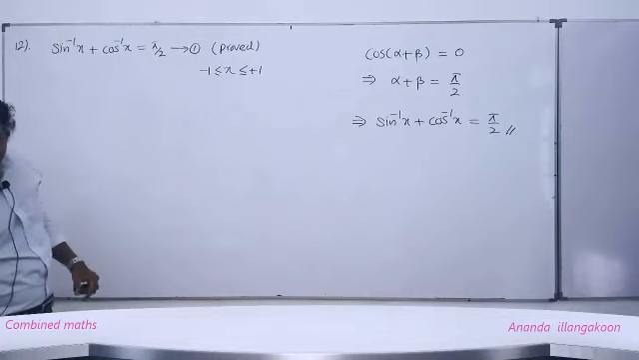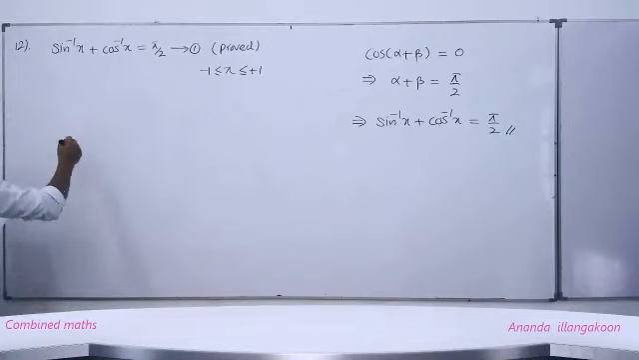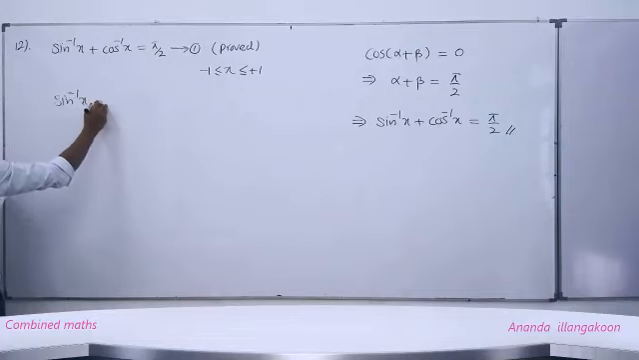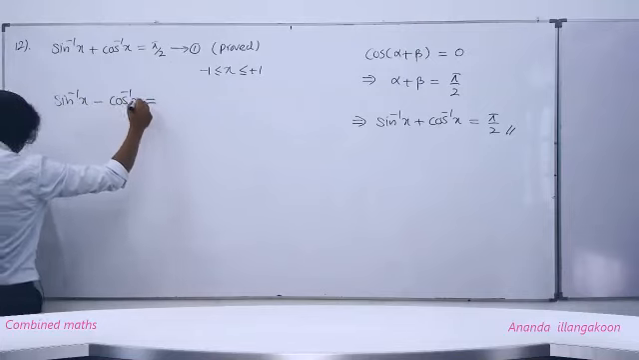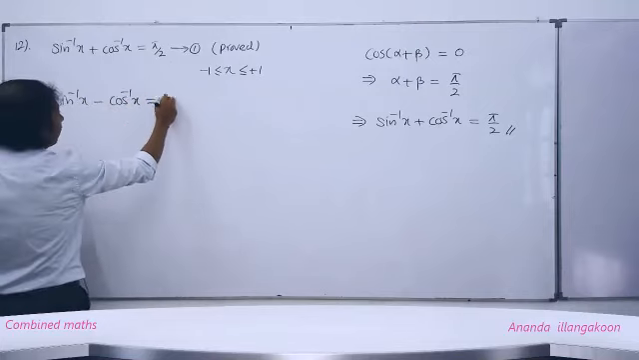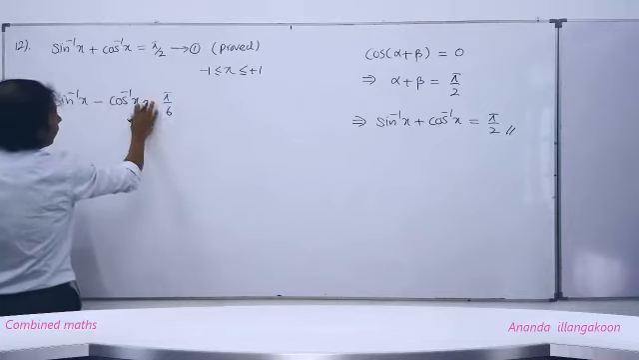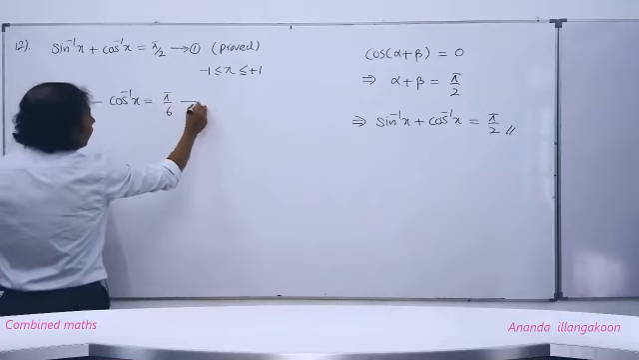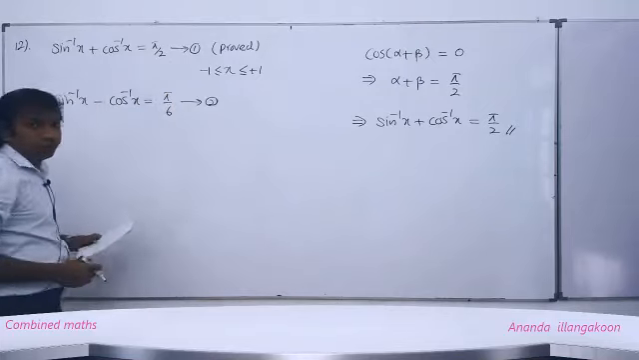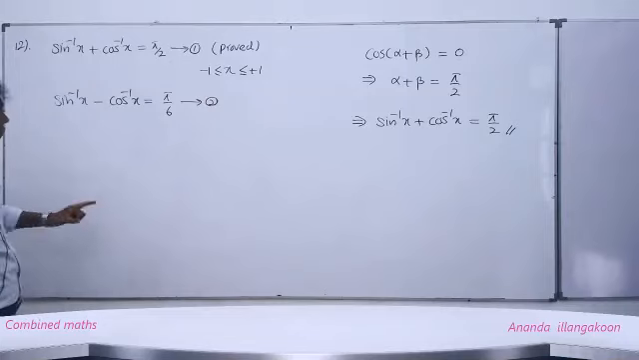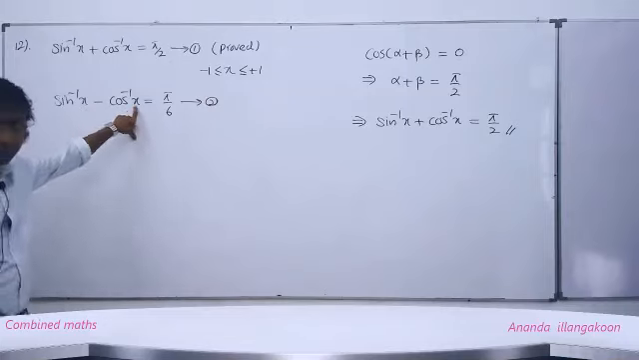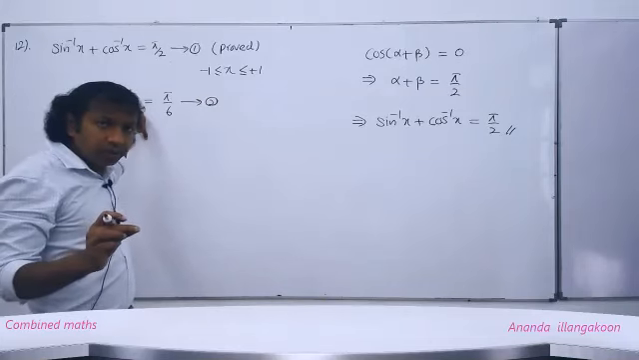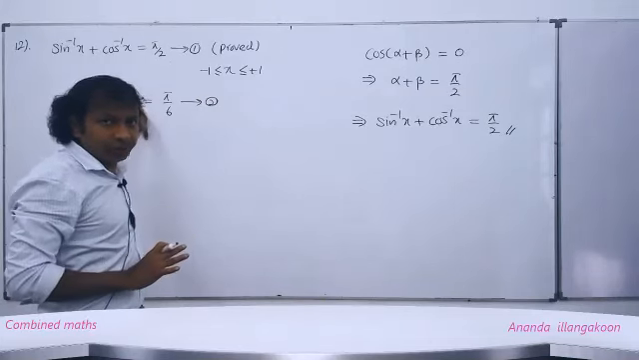Sin inverse x minus cos inverse x is equal to pi by 6. Alright, now we need to find the value of x. x should be a real number between plus 1 and minus 1.